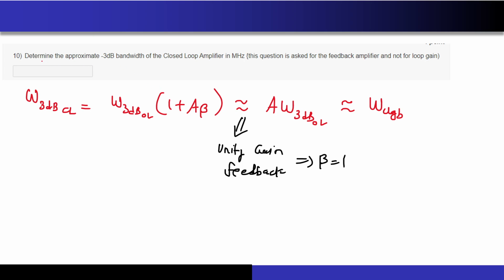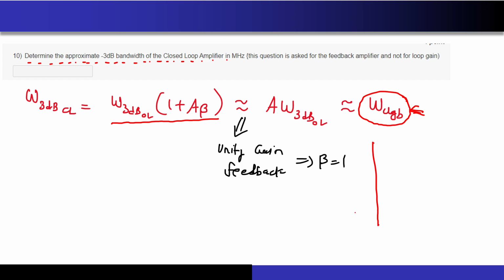Correct? So now once this is clear, they are asking us to determine the approximate 3 dB bandwidth of the closed loop amplifier. We have already seen how to do this, right? We just multiply by 1 plus A beta and we find out that it will usually come out to be omega UGB only. So if you know omega UGB, then this is usually equal to the 3 dB bandwidth of your closed loop amplifier. Correct?